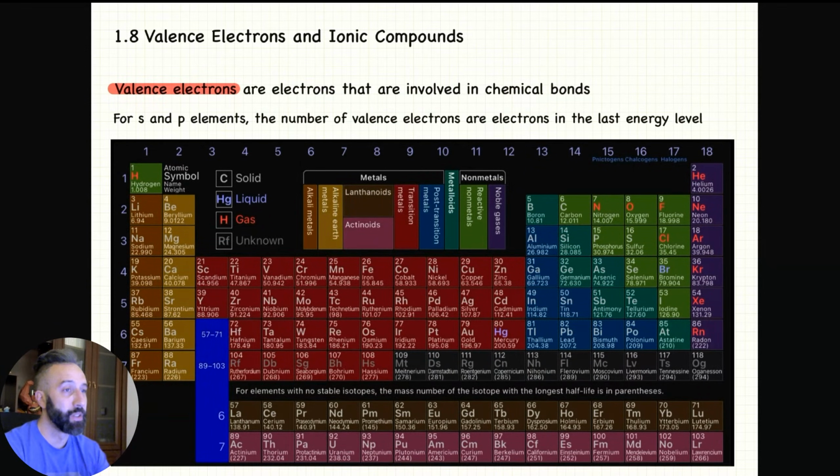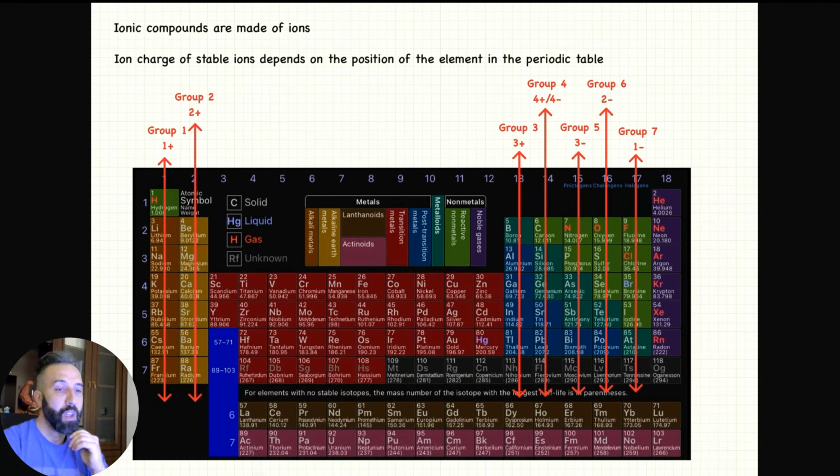So those are the electrons that are involved in chemical bonds, not only in ionic compounds. So valence electrons are important for covalent compounds too, and we will talk more about that in the next unit. For now, we're mostly considering just ionic compounds because they're simpler to learn first. So, ionic compounds are made of ions, and a stable ion is an ion that has a full energy level. So, the position of s and p elements in the periodic table can tell us what its stable ion is.